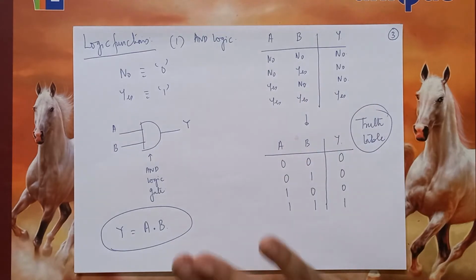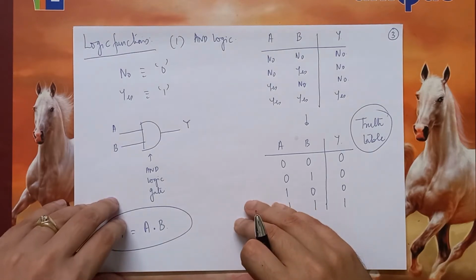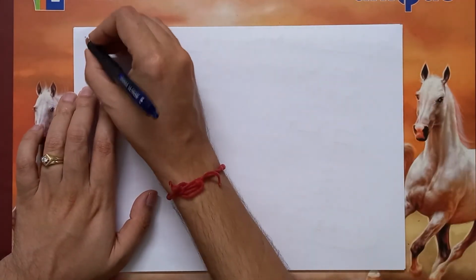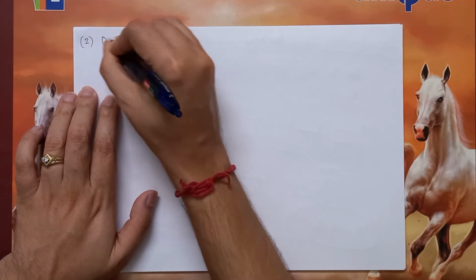So here we have seen the AND logic, which we had already discussed briefly in the previous lecture. Now let us look at another logic function. This other logic function is called OR logic.